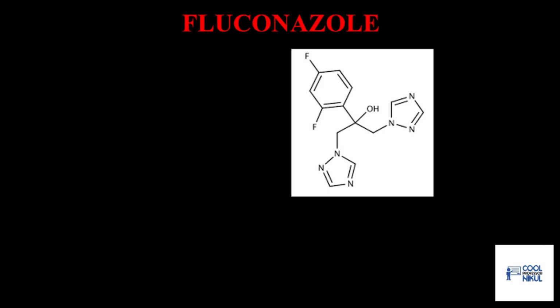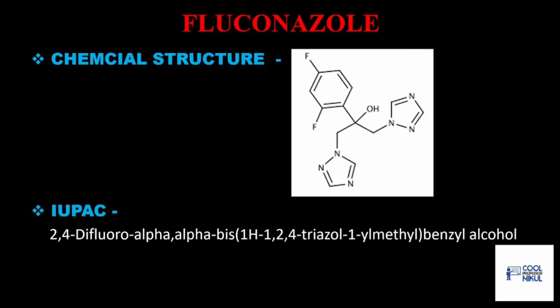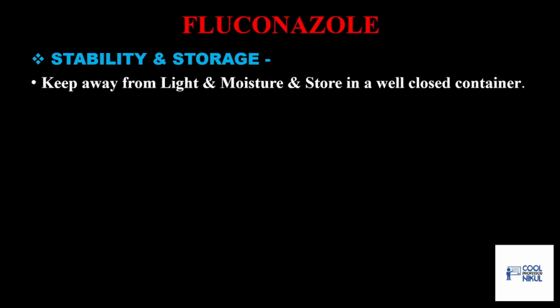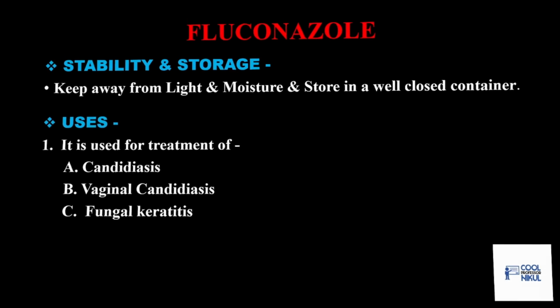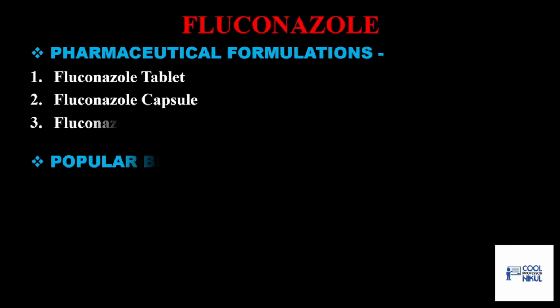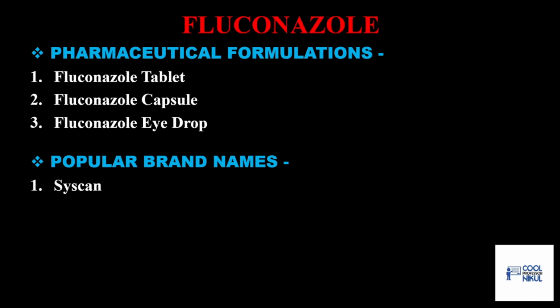Fluconazole. This is the chemical structure of fluconazole, and the following is the IUPAC name. Stability and storage: keep away from light and moisture, and store in a well closed container. It is mainly used for the treatment of candidiasis, vaginal candidiasis, and fungal keratitis. The formulations are tablets, capsules, and eye drops. The brand names are Siscan, Zocon, Forcon, and Fluzon.